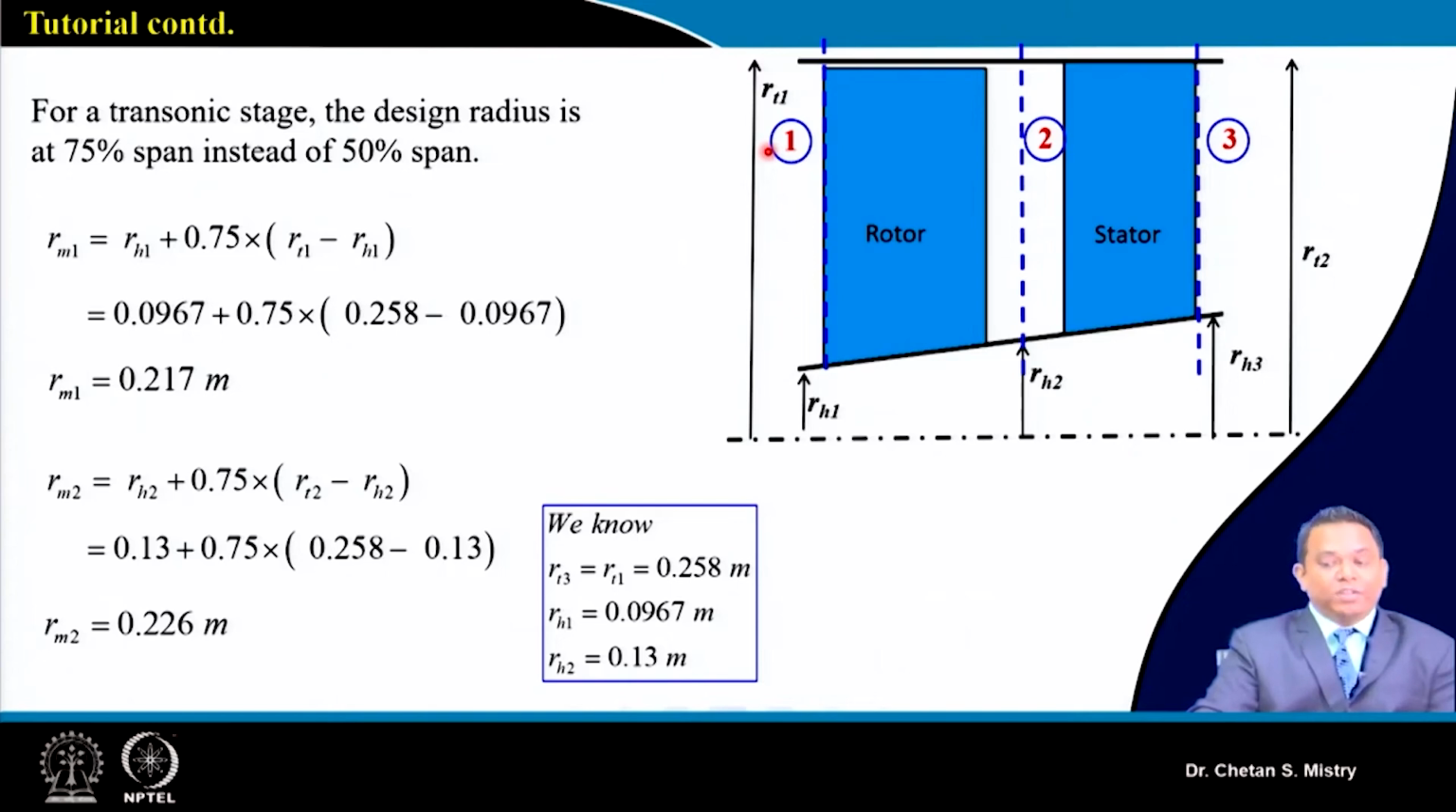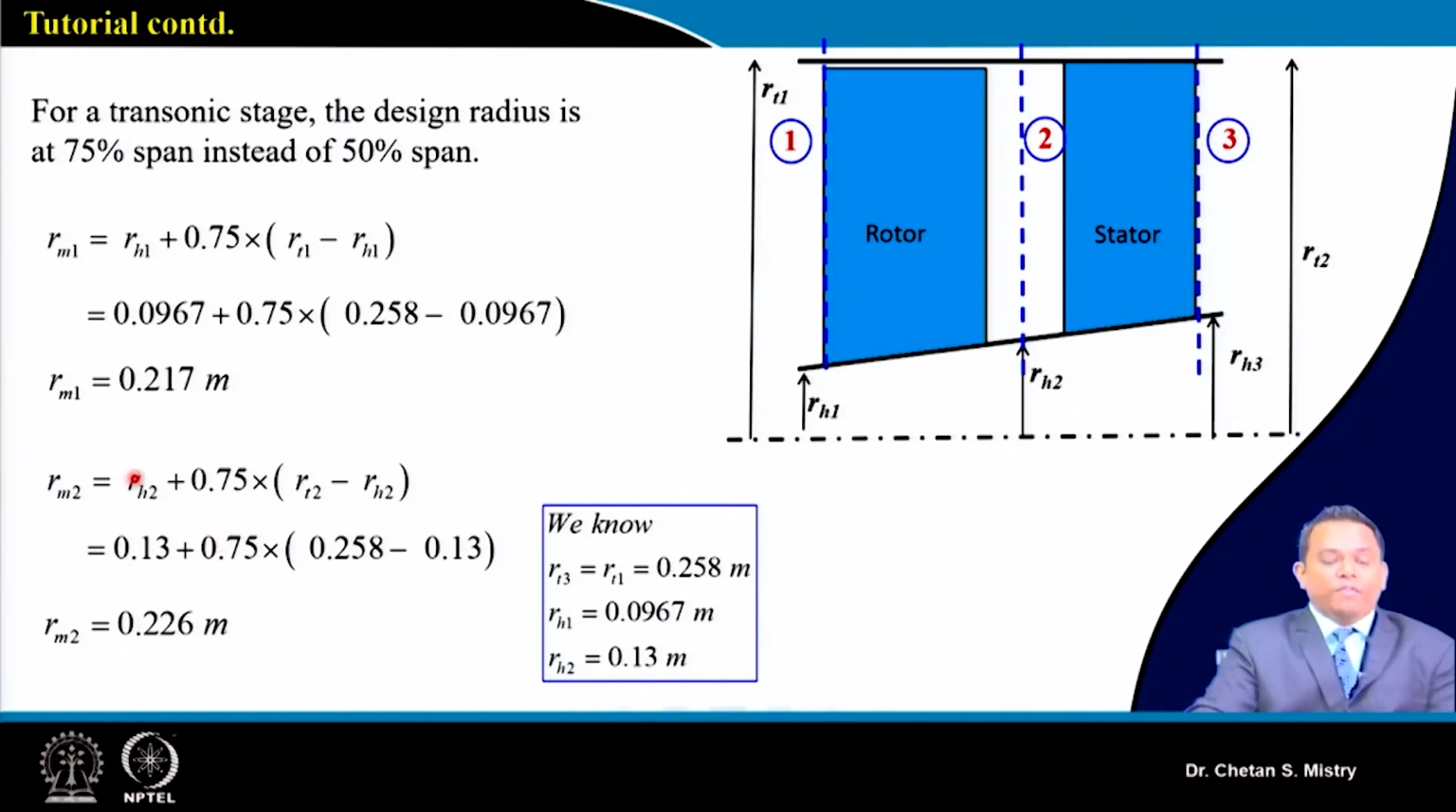Be careful, as we have discussed here, in this case my mid station is what will be coming somewhere here. Though we have taken our tip radius to be constant, my mean radius at the entry, and between stator and rotor, at station 2 and at station 3, will be different. That's the reason we are calculating at, say, station 2. This can be calculated this way.